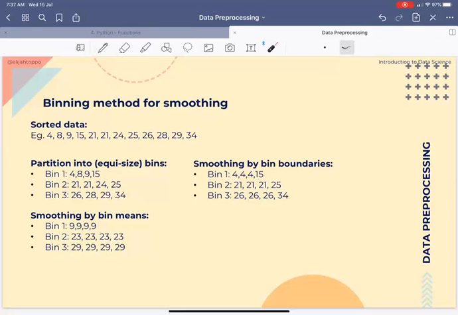We see that the noise is not important. Our model may not benefit from that noise. So we could smooth out the data. So that is one way, smoothing by mean or median or mode. That is one option. Other option is smoothing by bin boundaries.